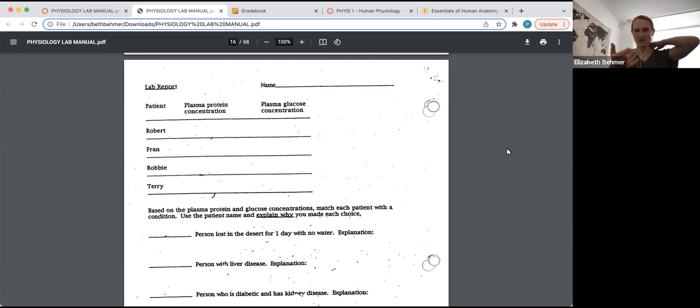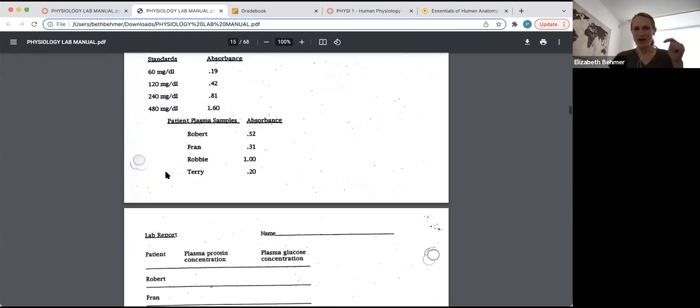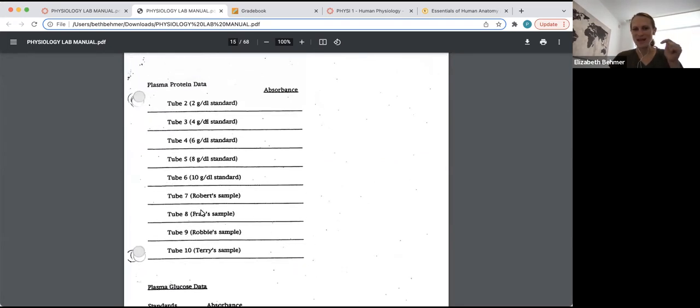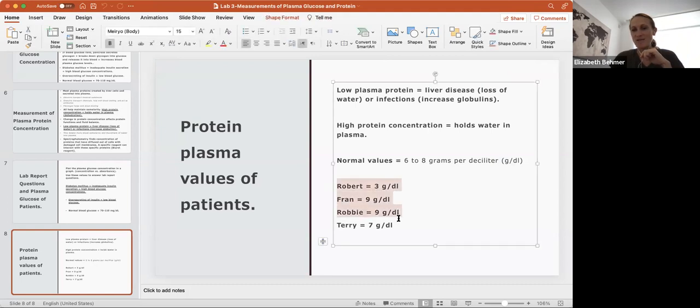First of all, everything up until this point before the lab report, you do not need to fill out or do any graphs. The plasma protein data, I give you the data of Robert's, Fran's, Robbie's, and Terry's sample. If you download the PowerPoint from the module, these are the protein plasma values of the 4 patients. And keep in mind that normal values of protein plasma are about 6 to 8 grams per deciliter.